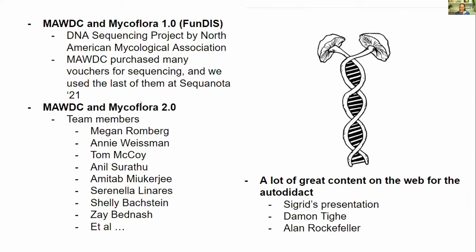And this is MAWDC and mycoflora 2.0. This is our current DNA sequencing team, and I've listed the team members here. There are a few other people who are involved. The biggest one of note is our science advisor, Dr. Megan Romberg. She's been just phenomenal, getting us up to speed. And we have a couple of other really talented people in our group.